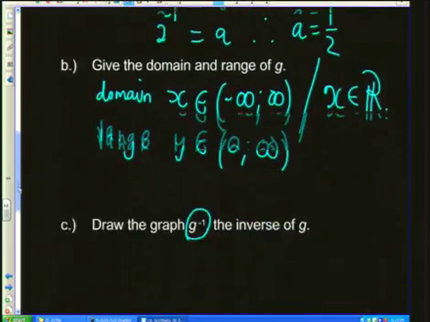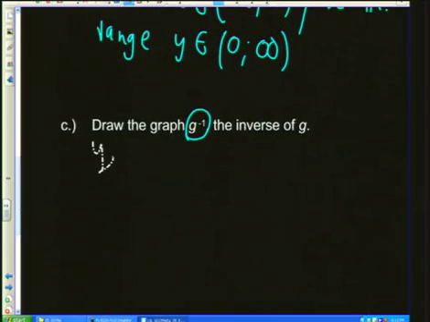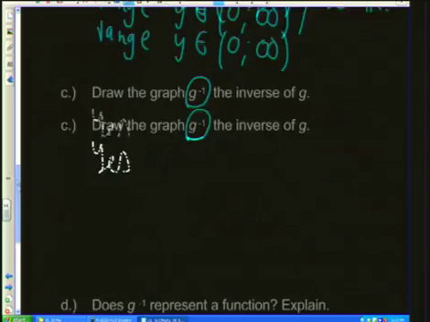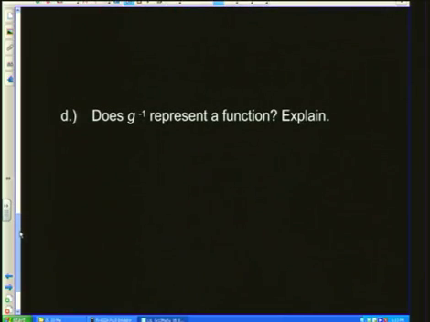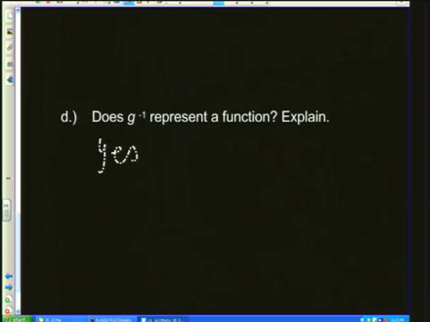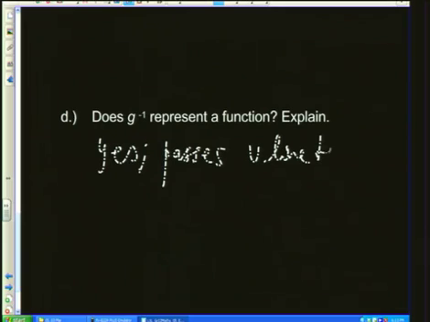So I will conclude by saying, yes, this graph, sorry, I'm writing on the wrong one. Does g inverse represent a function? The answer is yes. It is a function because it passes the vertical line test.